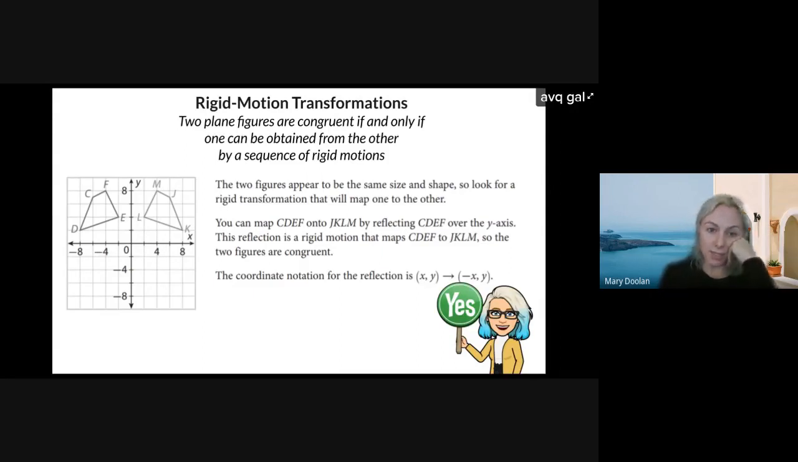So it looks like our original image, the pre-image, is CDEF, which is on the left-hand side. And we can map it, meaning transform it, onto JKLM by doing one transformation of a reflection over the y-axis. Reflections are rigid, so therefore the two figures are congruent. And if you wanted the notation for that, you take your xy value and you change the sign of the x, and then you just keep the y coordinate the same.